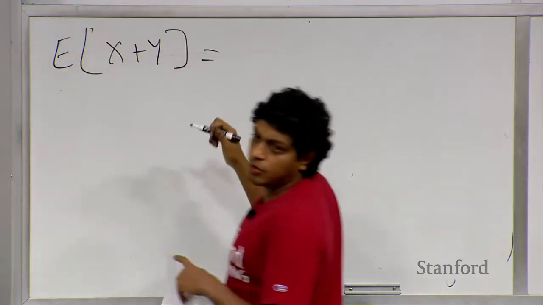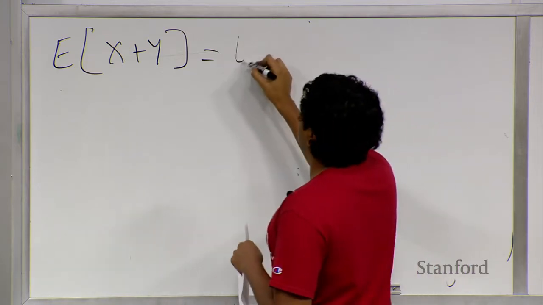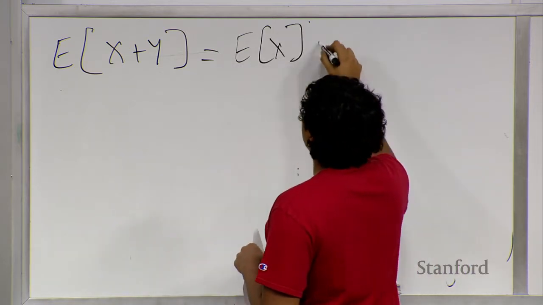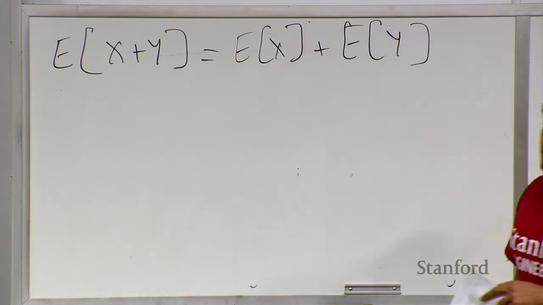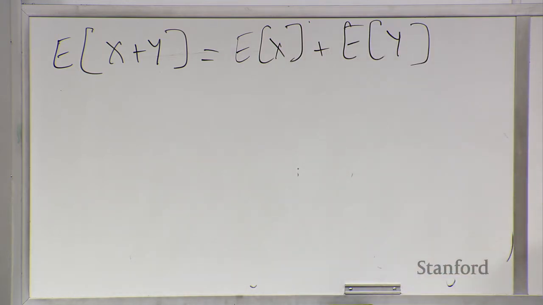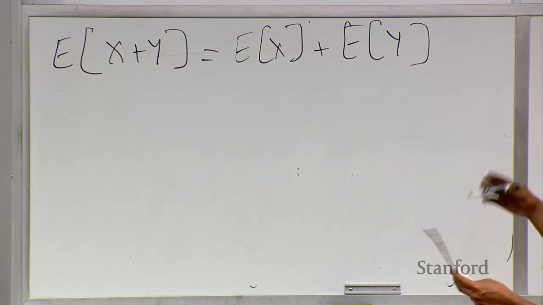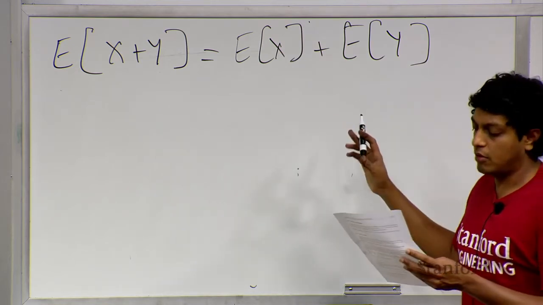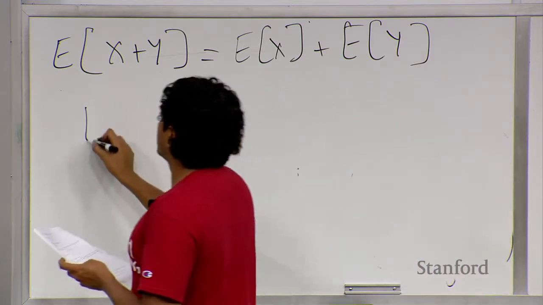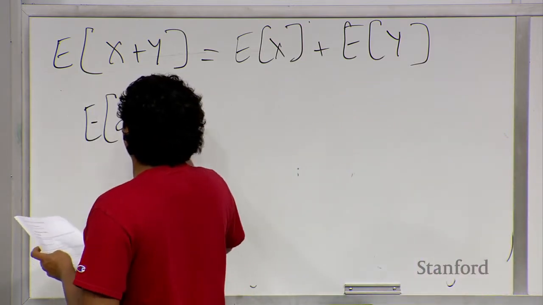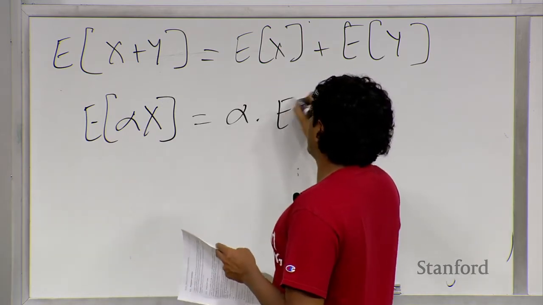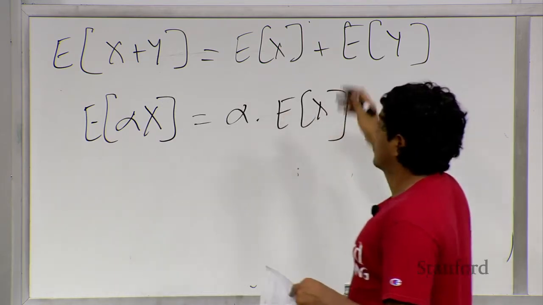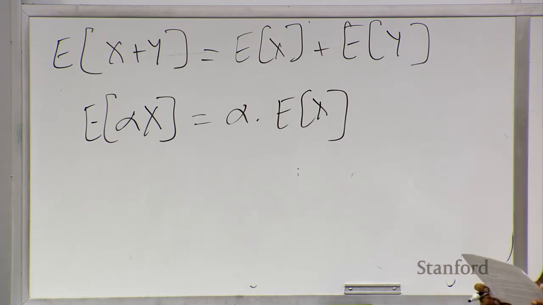Okay, so the first property, which is fairly important, is known as linearity of expectation. E of x plus y is E of x plus E of y. This is true irrespective of what x and y are. So even if x and y are not independent, for instance, this is always true. The other thing to note is E of alpha times x, where alpha is some constant, is alpha times E of x. So this is called linearity of expectation.